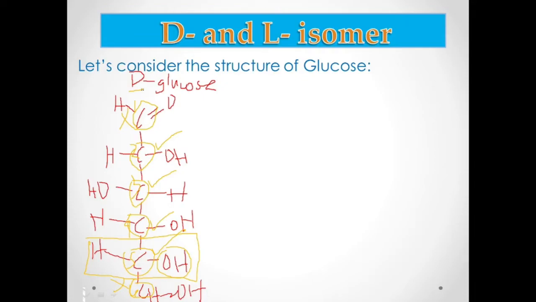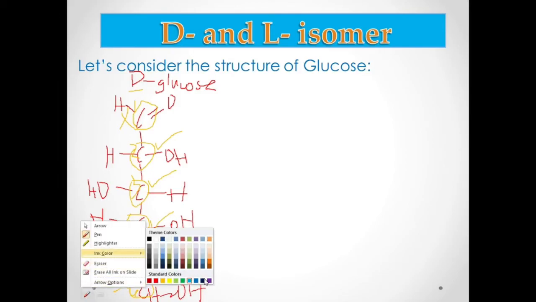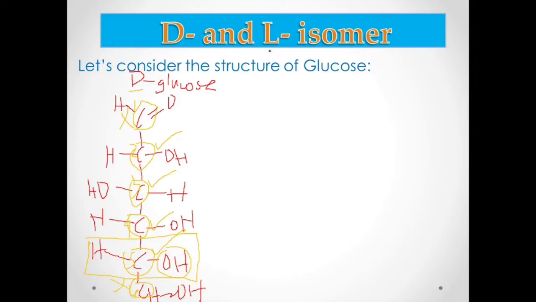Yes, that is correct. What if the question says to find the enantiomer of that glucose, or draw the structure of the L-glucose? How do you write the structure of an L-glucose? D and L isomers are actually enantiomers. They are enantiomers of each other. Remember, how do you define enantiomer?